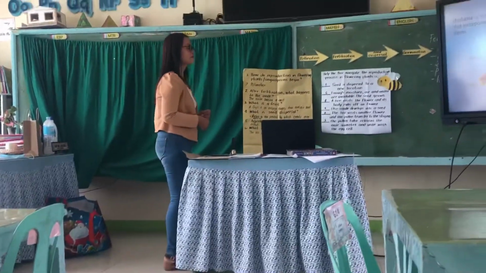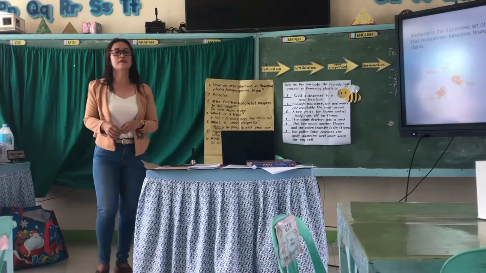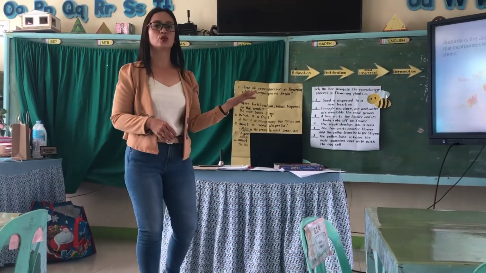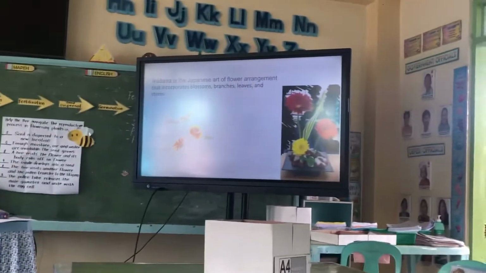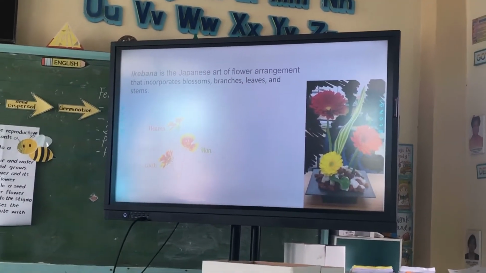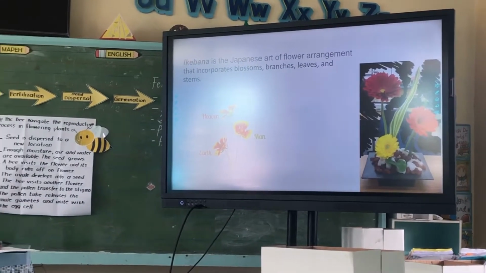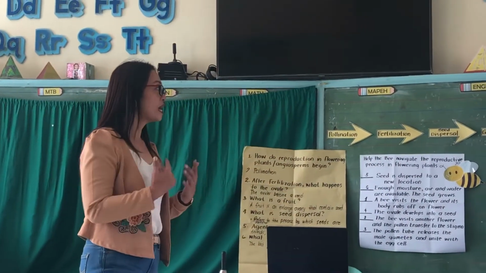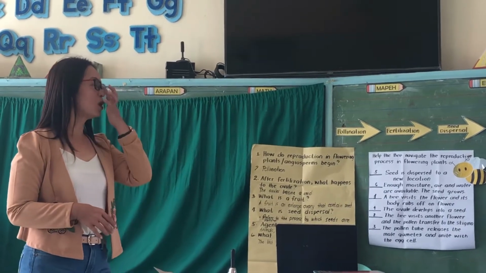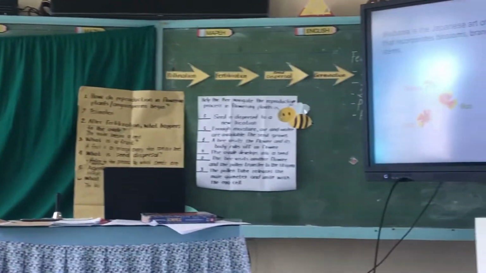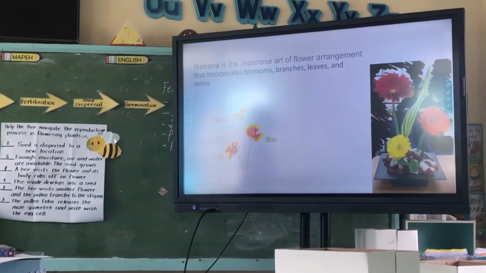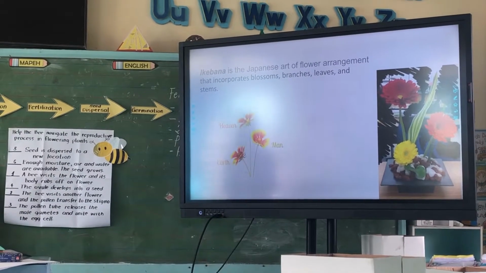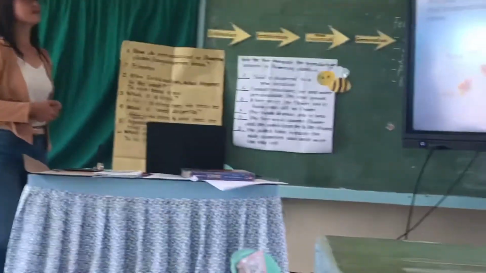Okay, on the screen, you can see there the ikebana. Why am I showing this to you? Because there are people that use flowers as their business. There are lots of entrepreneurs which embrace the business of arranging flowers. Now, ikebana is one of the basic and fundamental ways of arranging flowers. It is the Japanese art of flower arrangement that incorporates blossoms, branches, leaves, and stems.